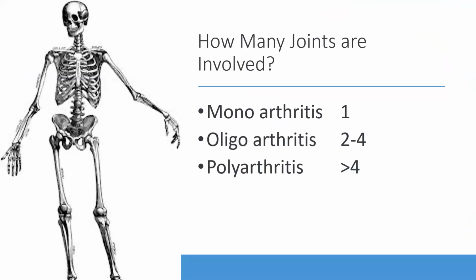Again, how many joints are involved? Monoarthritis, obviously, one joint is involved. Oligoarthritis is defined as 2 to 4 joints, and polyarthritis, greater than 4 joints.